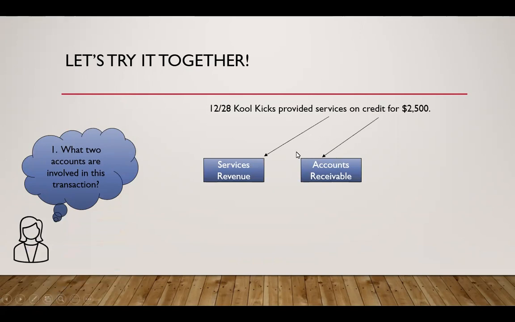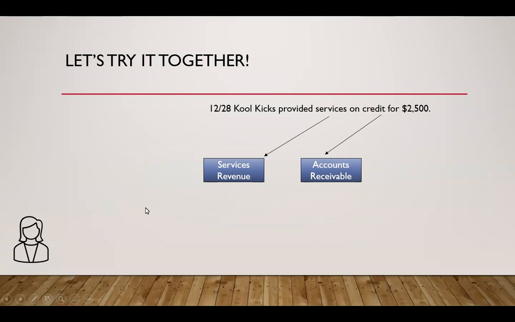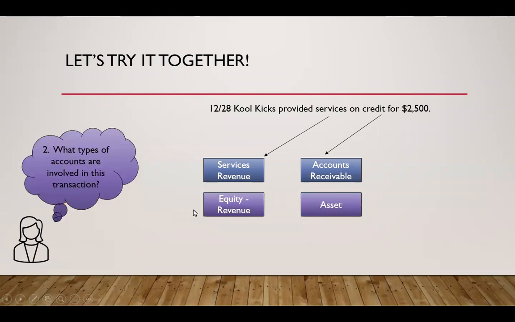So the two accounts involved in this transaction, I'm dealing with the fact that I'm earning money by providing services. So we have services revenue. And we're dealing with the fact that the customer is going to pay us later on. They've promised to pay us. We have the right to receive it. And that right is shown as an accounts receivable. Second question, what type of accounts are we dealing with? Well, services revenue, of course, is an equity, specifically revenue. But accounts receivable, that right to receive is a resource that I own and control. I can dictate when the customer has to pay me. So that is an asset.